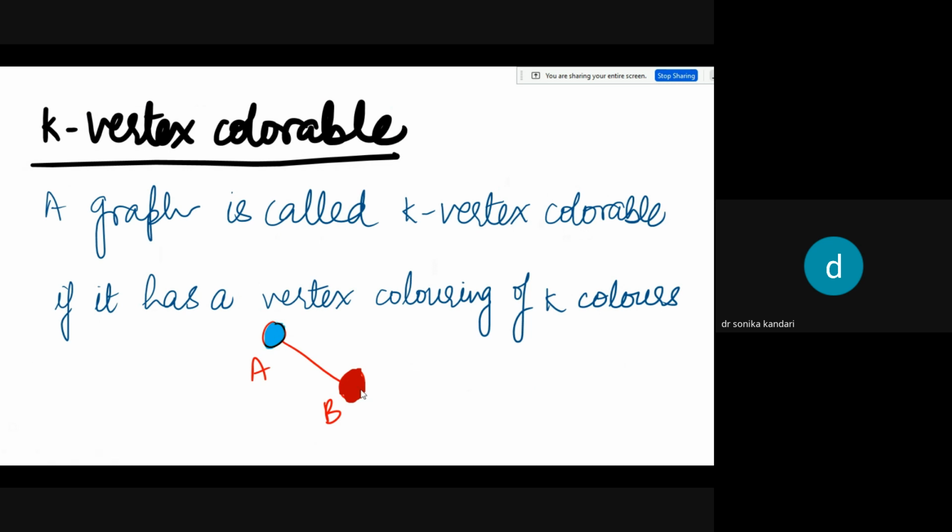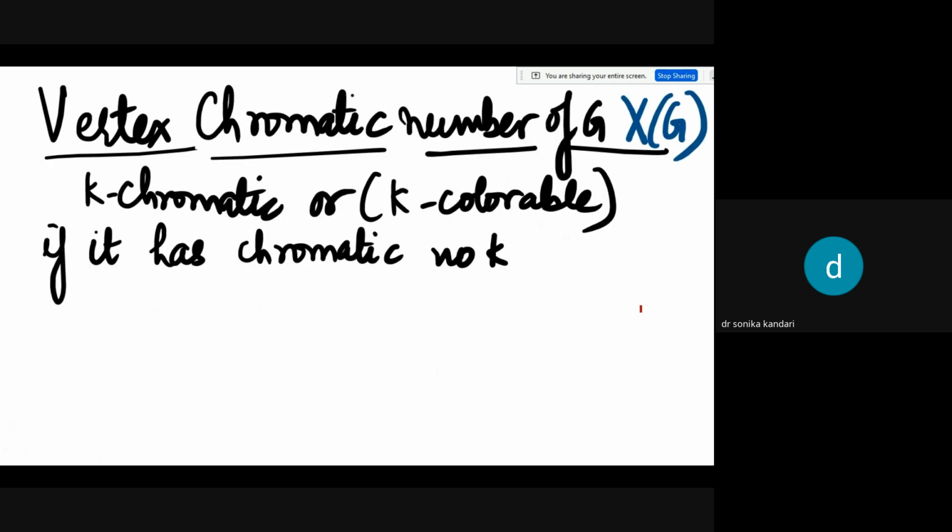Is it clear? Yes, ma'am. So how many colors have we used? We have used two colors. So this is known as K colorable. How many colors we use for a graph is known as the chromatic number or K colorable.